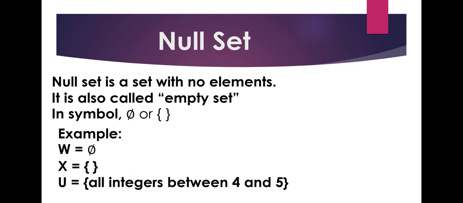So example, W is a null set, X is an empty set, or U is all integers between 4 and 5. So, si set U daw ay all integers between 4 and 5. May integers ba sa pagitan ng 4 and 5? Wala, kasi magkasunod sila. So, that means, walang element yung U natin. That means, empty set siya or null set.